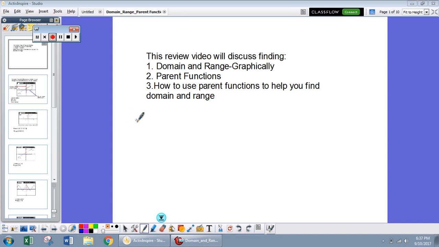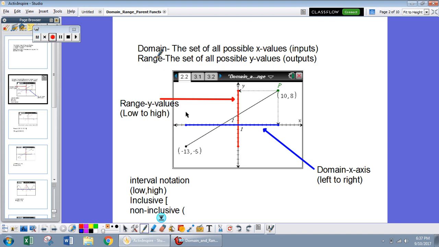Hello everyone. In this video we will discuss finding domain and range graphically, parent functions, and how we can use parent functions to help us find the domain and the range. So real quick, the domain is the set of all the possible x values. I like to think about those as my inputs. What could I put into the function or the relation?